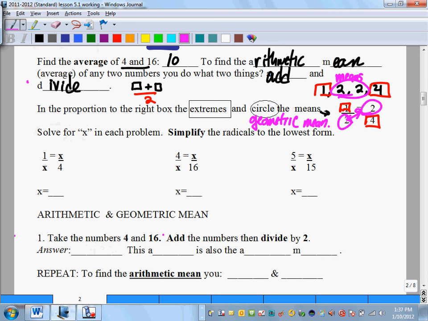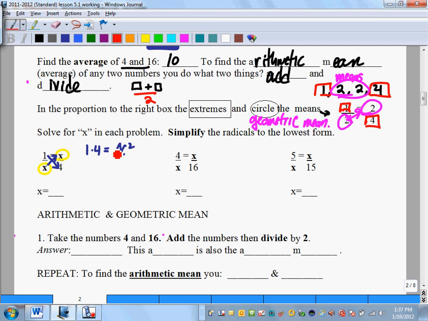To find the geometric mean, it means you have the same thing in the means position. So you have X and X there. So you pretend you have an X there. Now we're going to cross multiply. So we have 1 times 4. X times X is X squared. Got it?